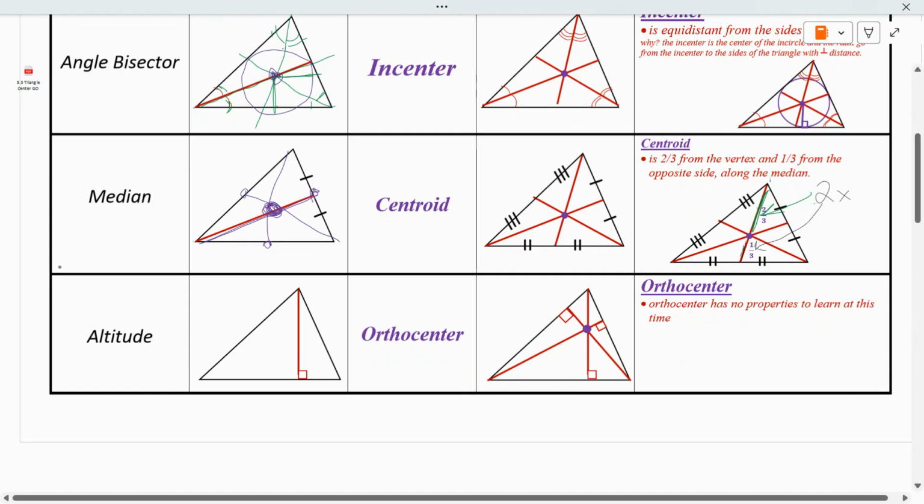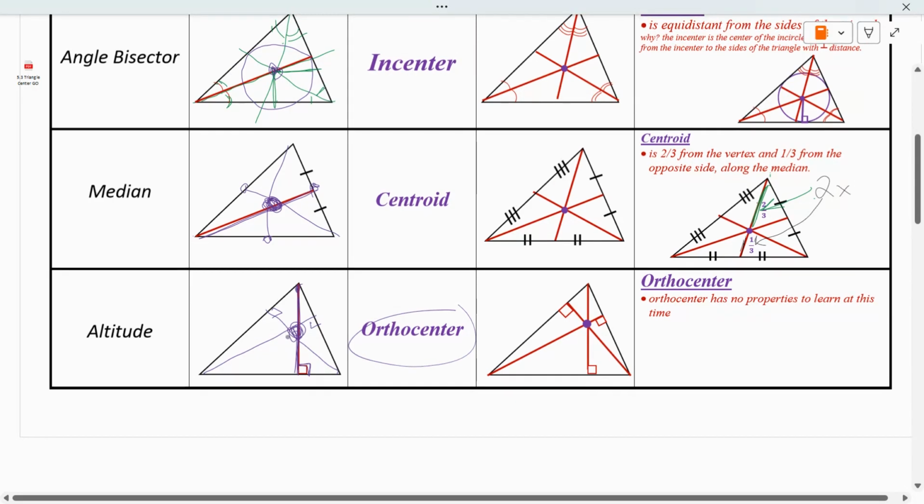And then lastly is an altitude. An altitude is the same thing as height. So we go from the vertex to the opposite side, drawing a perpendicular. Remember, height is always perpendicular. The place where these intersect is called the orthocenter. And the orthocenter has no specific properties that we're going to talk about at this time.